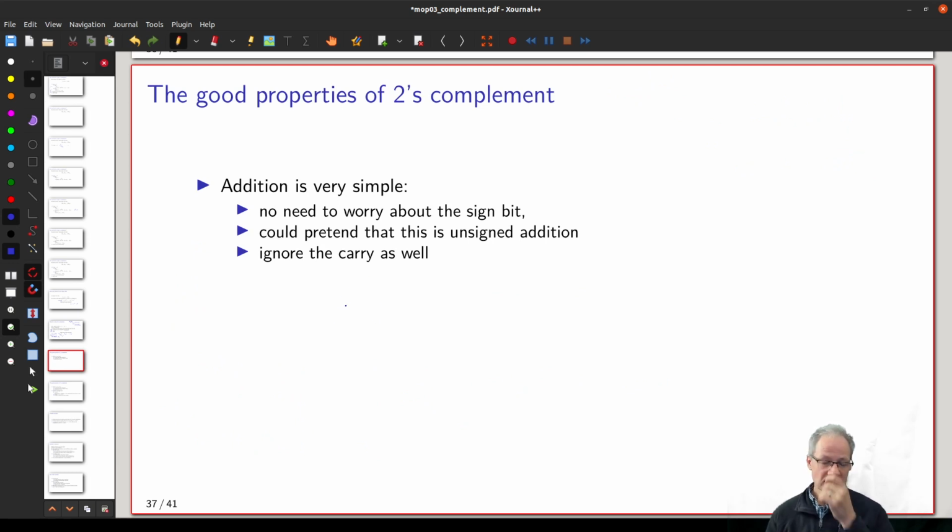All right, so to sum up the good properties of 2's complement, why do we love it so much in computer hardware? The addition is very simple. There's no need to worry about the sign bit. We can add unsigned numbers and signed numbers using the same hardware. There's no extra overhead. So we can just pretend that's unsigned addition, and we can also ignore the carry bit, so we can sort of ignore the overflow situation here.